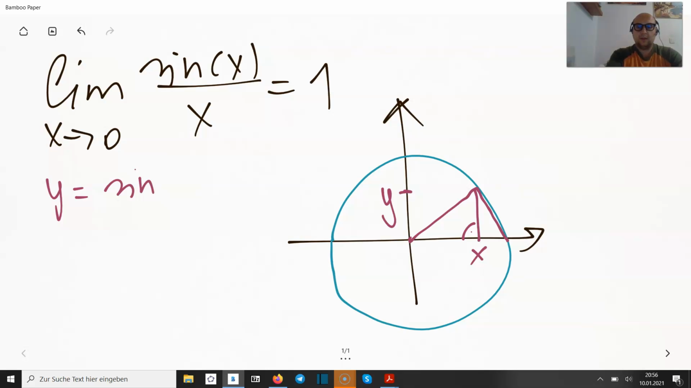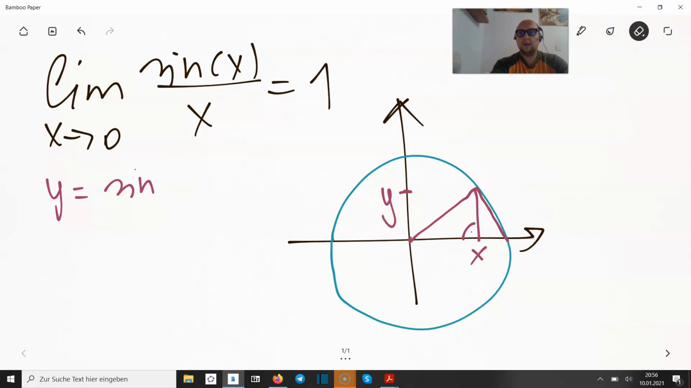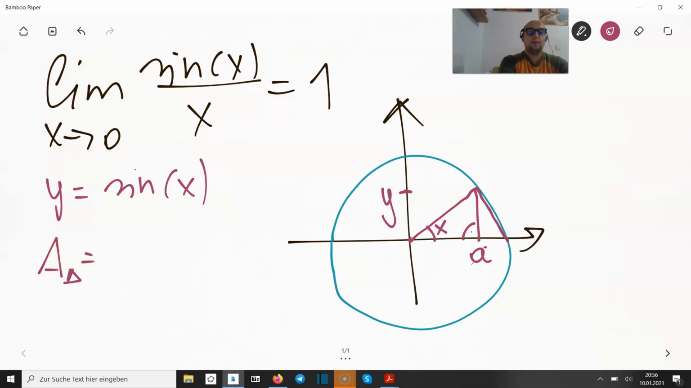Let's call the angle x, that's better. So y is the sine value, the sine of the angle. Y is the sine of x. All right, so what is the area of this triangle? Well, the area of the triangle is a half base times height. Base is 1, we are in a unit circle, so 1 times height, which is sine of x.